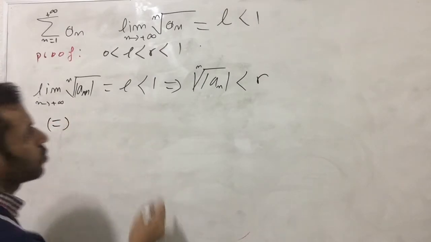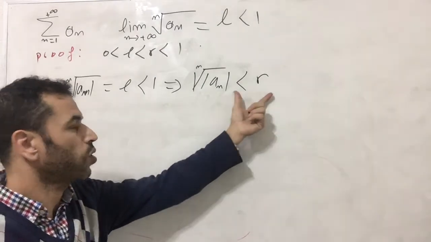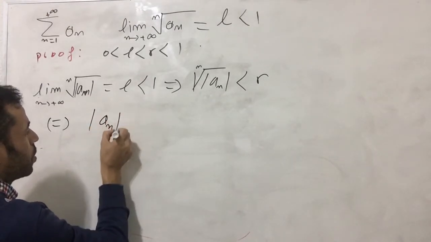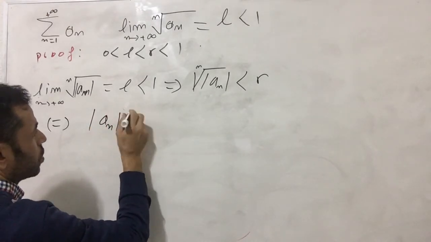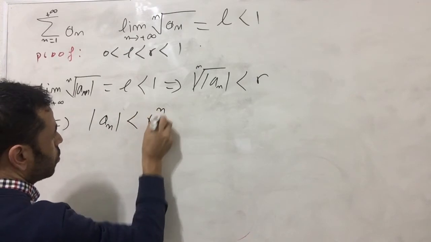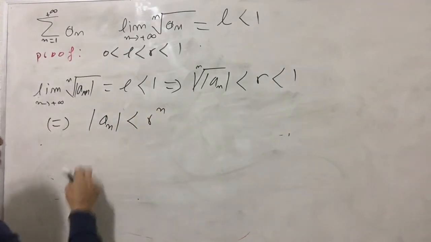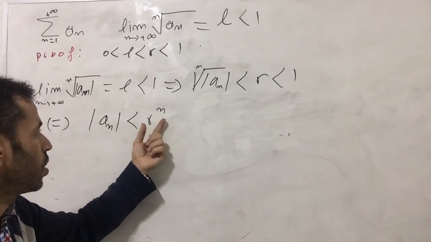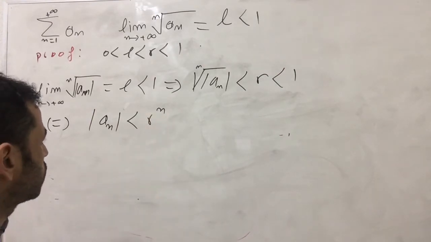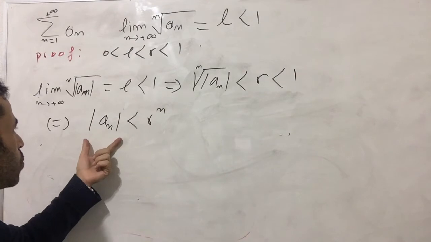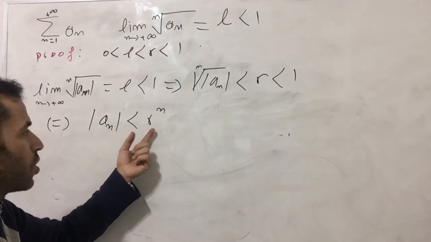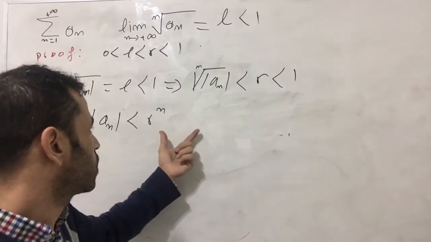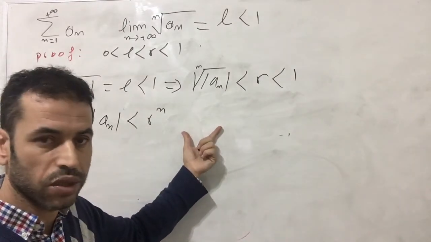It's equivalent. I'm going to raise both sides to the power n, so I will have the absolute value of a sub n strictly inferior than R to the n. Now we have the absolute value of a sub n strictly inferior than R to the n. Okay, so I'm going to apply the sum notation on both sides.